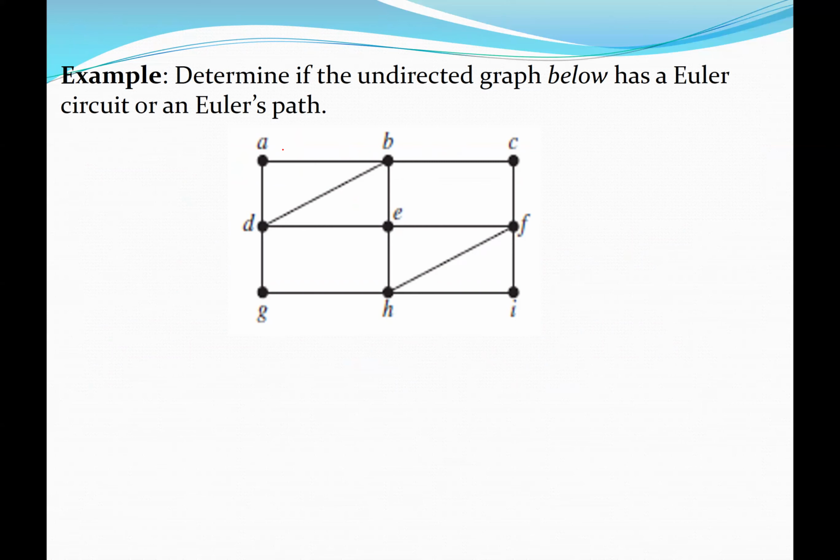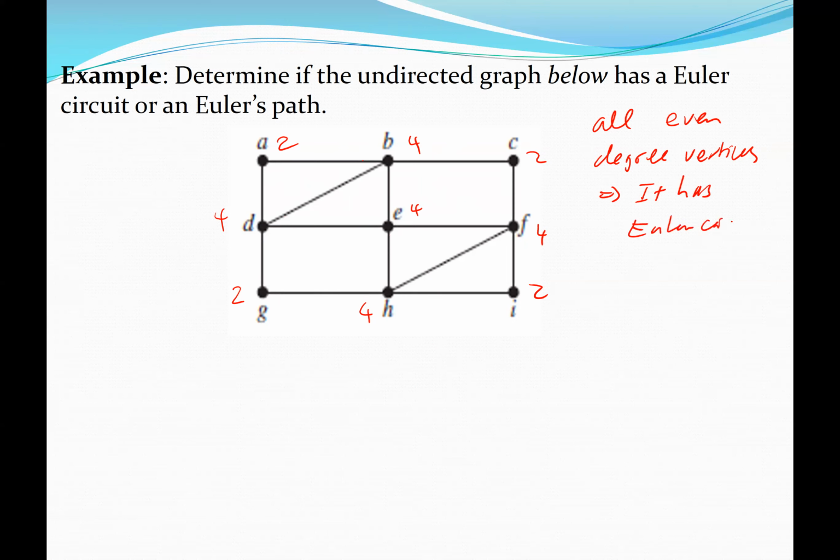All right, so there's a 2 here, 1, 2, 3, 4, a 2 here, 1, 2, 3, 4, a 2 here, 1, 2, 3, 4, and then 1, 2, 3, 4. All right, so all even degree vertices, so it has Euler circuits. That's it. So when I have an Euler circuit, it doesn't have an Euler path, right? It's only one kind of curve.